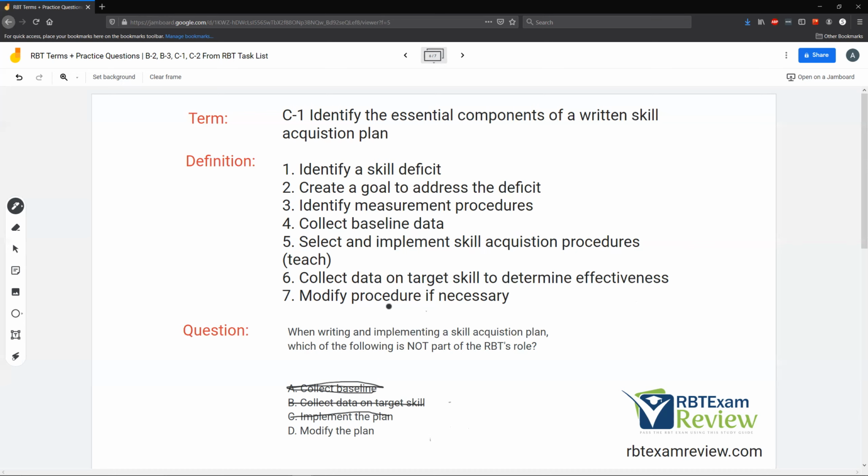And then you can go back to what? Collecting data, implementing, collecting data. So your sweet spot is right here, collecting the data and implementation. Your BCBA is going to work to identify the skill, creating goals, and then modify that procedure. So what is not part of your role is modifying the plan.